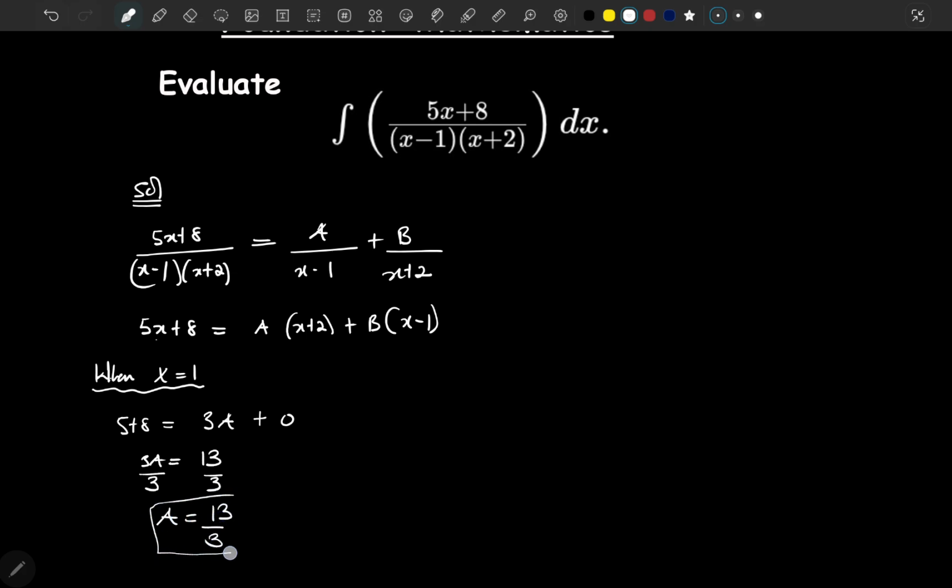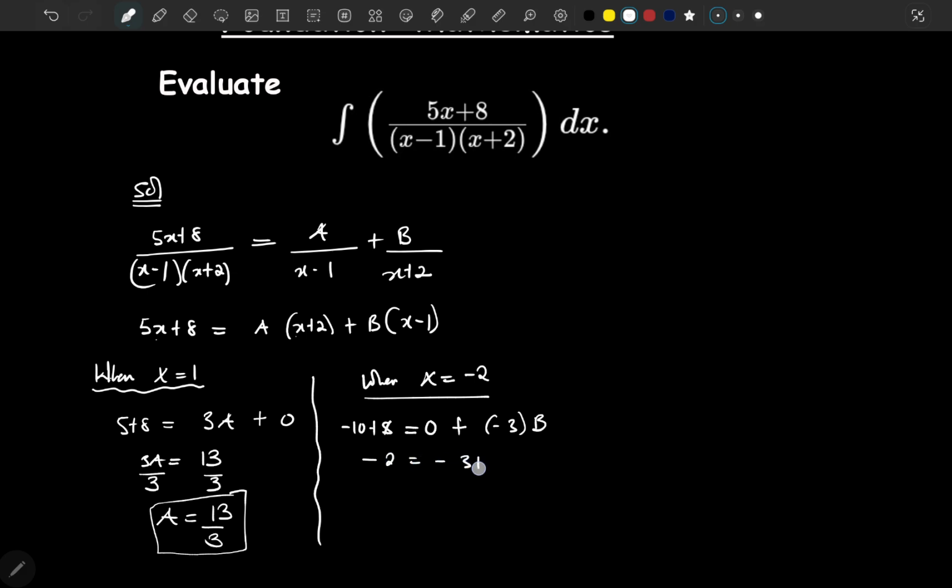Now, most of you feel like you are doing something wrong just by finding a fraction. No, you're not doing something wrong there. Next, when x is negative 2, if you set that one equal to 0, what is b? If I put negative 2 here, I get negative 10 plus 8, and on the other side this becomes 0 plus negative 3b. This gives me negative 2 is equal to negative 3b, so dividing by negative 3 throughout, b is 2 over 3.